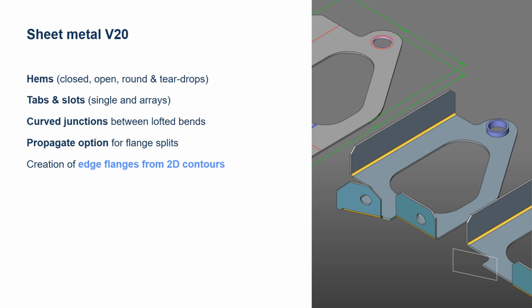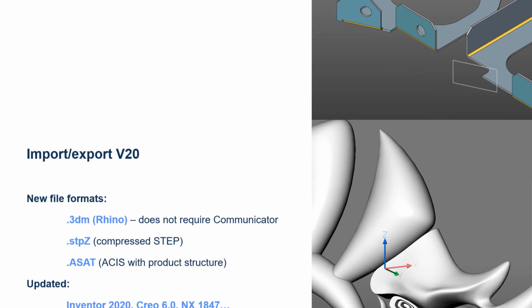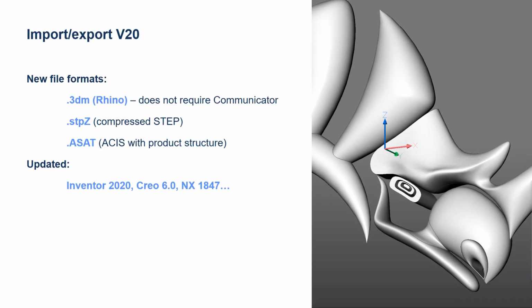Something we did not mention before, but it's also very important when you work in a mechanical design environment. You, of course, want to import and export your assemblies and parts. And for that, we have import and export commands in BricsCAD. Some of these formats require a Communicator license. Some of them are built-in, so you can use them with just a BricsCAD license.